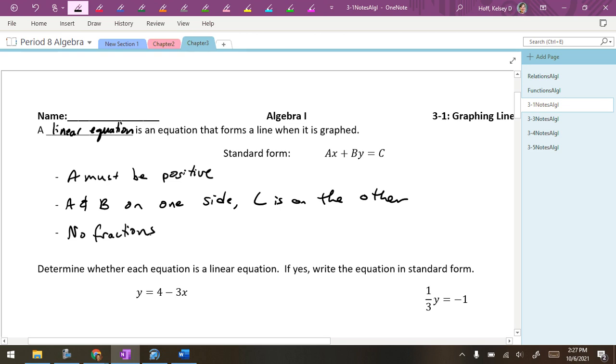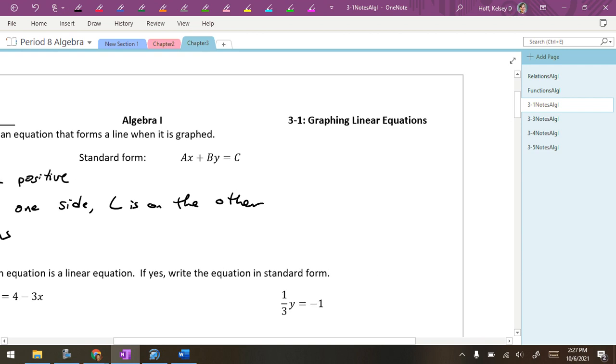No, that doesn't mean we're not going to deal with them today. It just means that if the answer has to be written in standard form, it can't have a fraction in it. So an example of something written in standard form would be like 3x minus 7y equals 12. The number in front of x is positive. X and y are on one side. The number by itself is on the other, and there's no fractions.